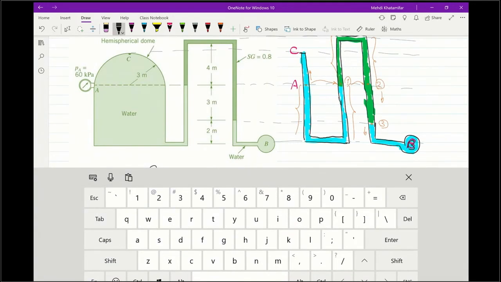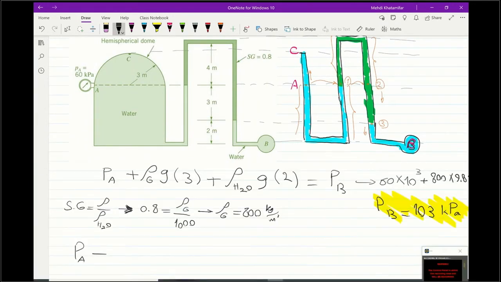Point A minus gamma for water times that height, which is 3 meters. We don't care about the geometry. That can be any shape. This is a hemisphere, it can be any shape, but for us it's a 3 meter pipe. This must be equal to the pressure at point C.